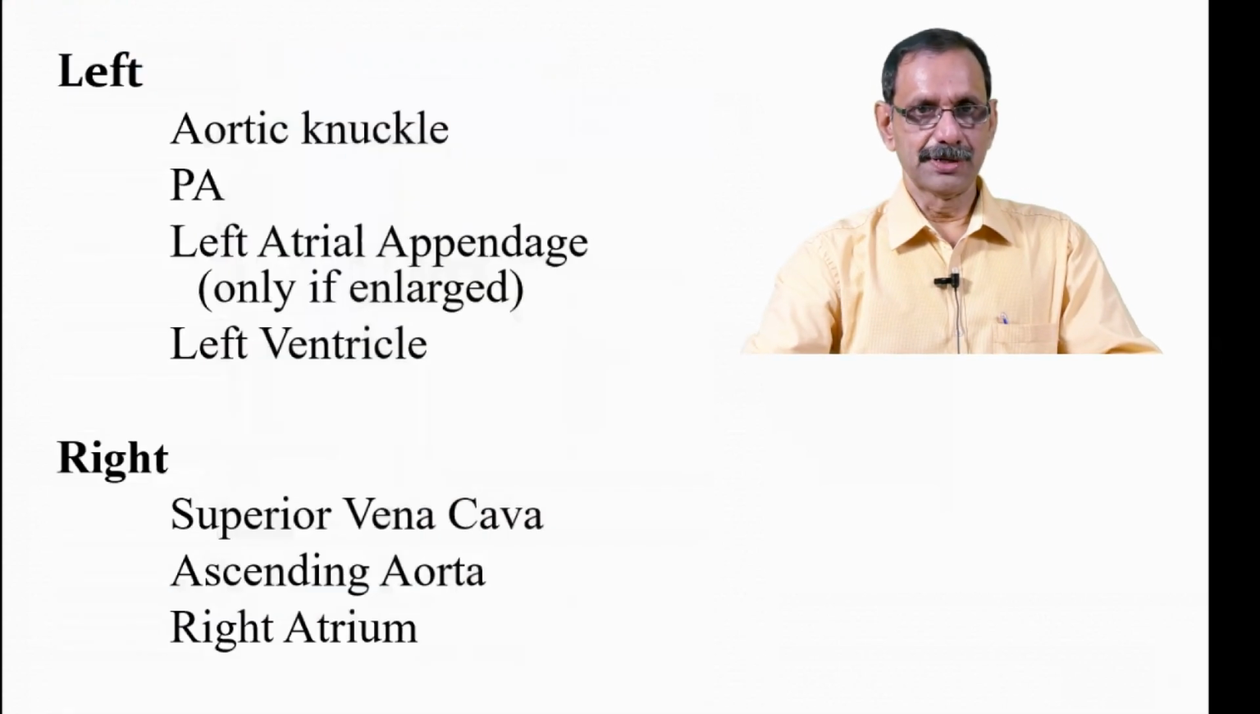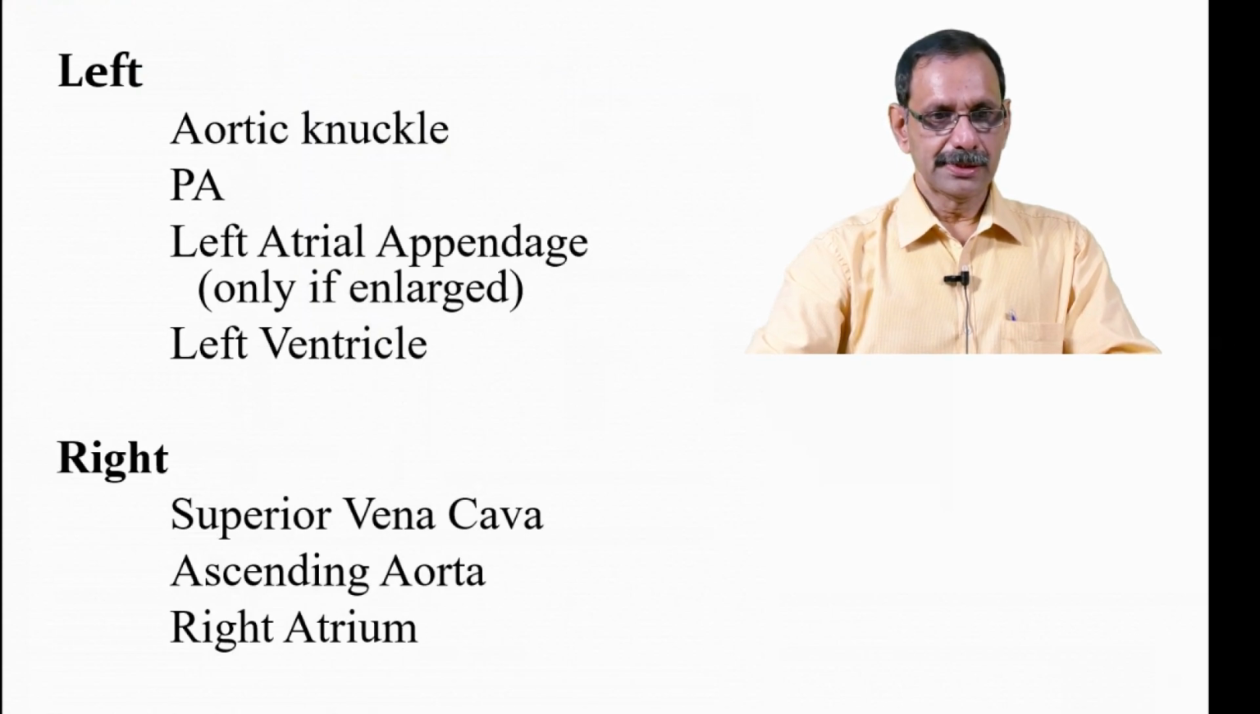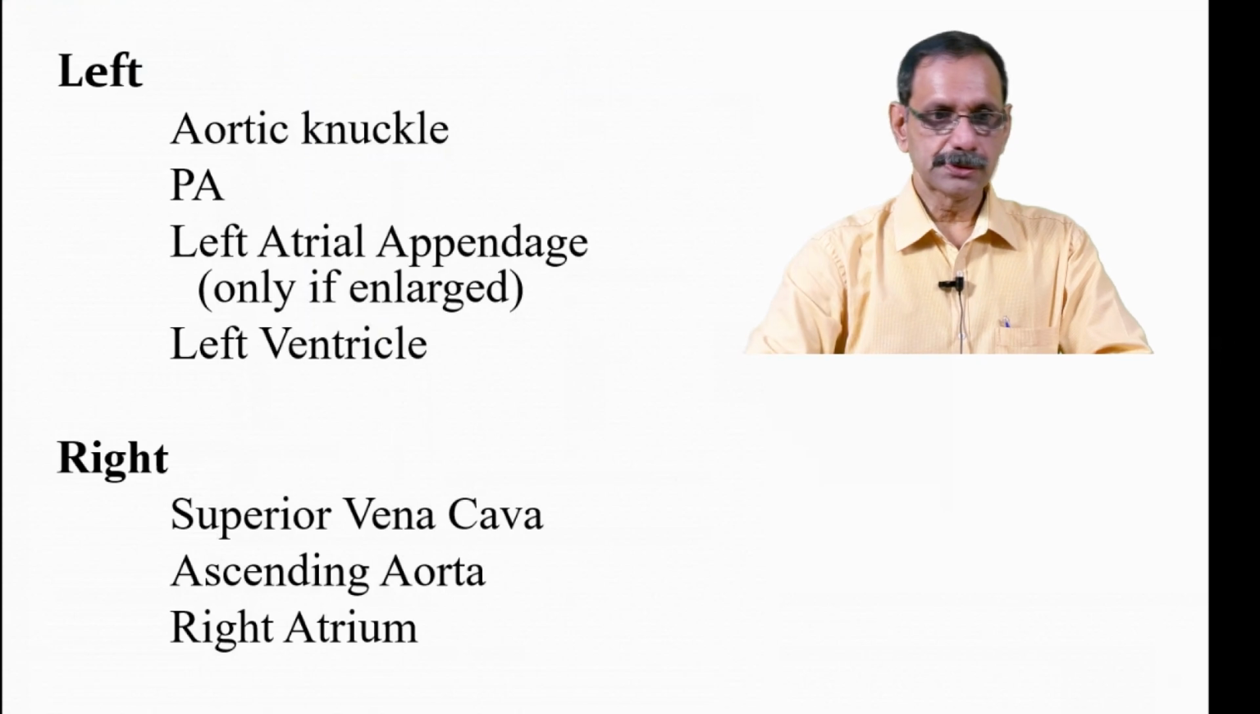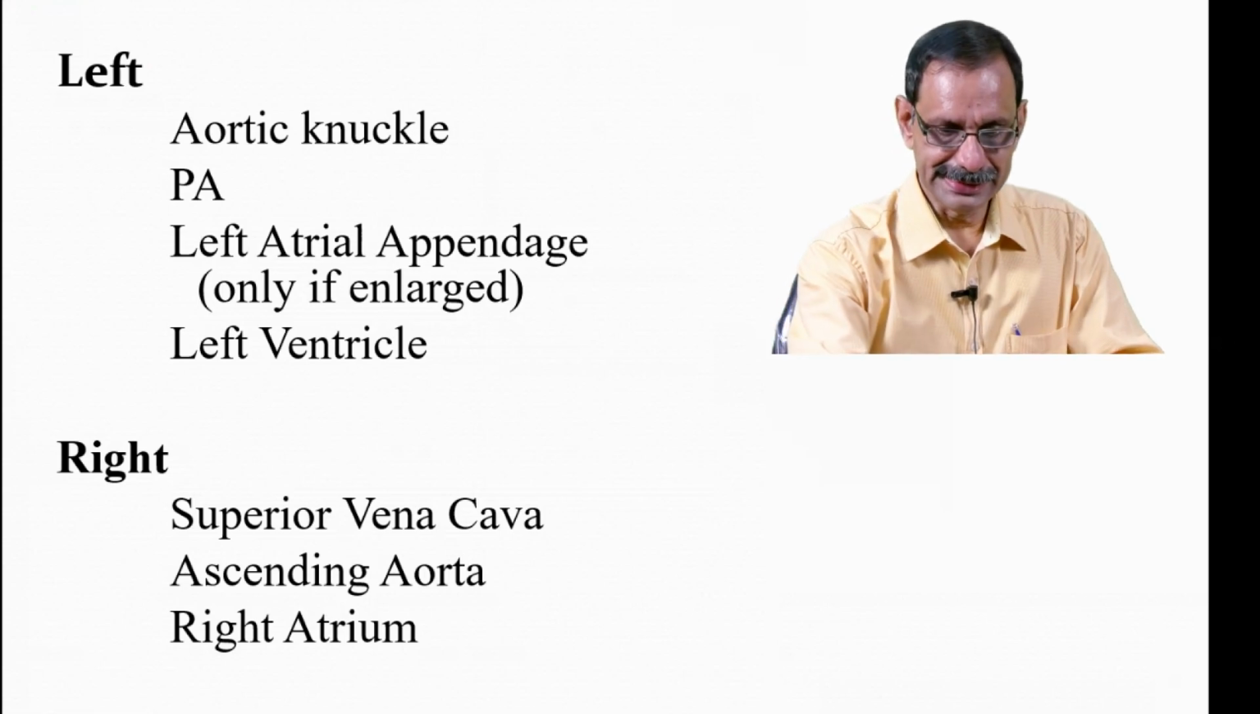Now regarding the heart borders. On the left heart border, there is the aortic knuckle at the top, then the pulmonary artery, then normally there is a concavity. If there is a left atrial enlargement, the appendage may jut out through that concavity, then the left ventricle. On the right side, topmost is the superior vena cava, and then the ascending aorta can be visible normally also, and then the right atrium. We will come to that.